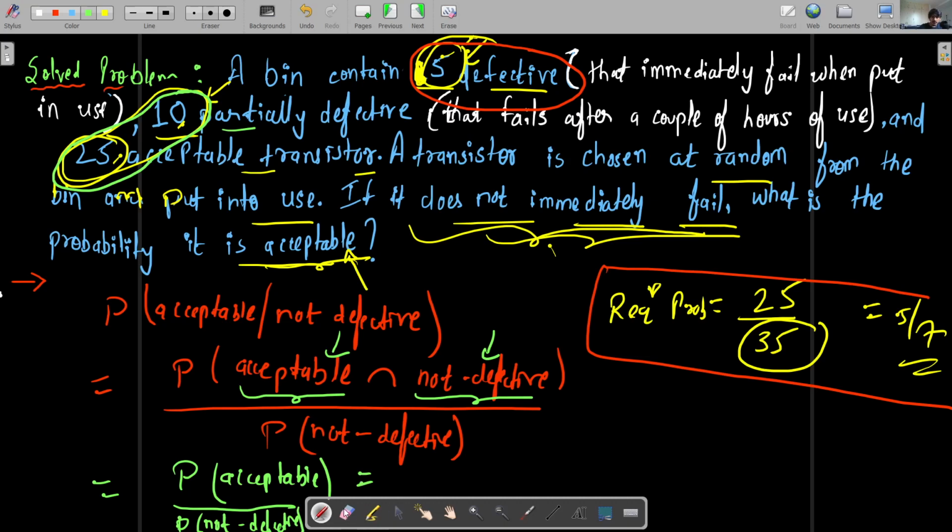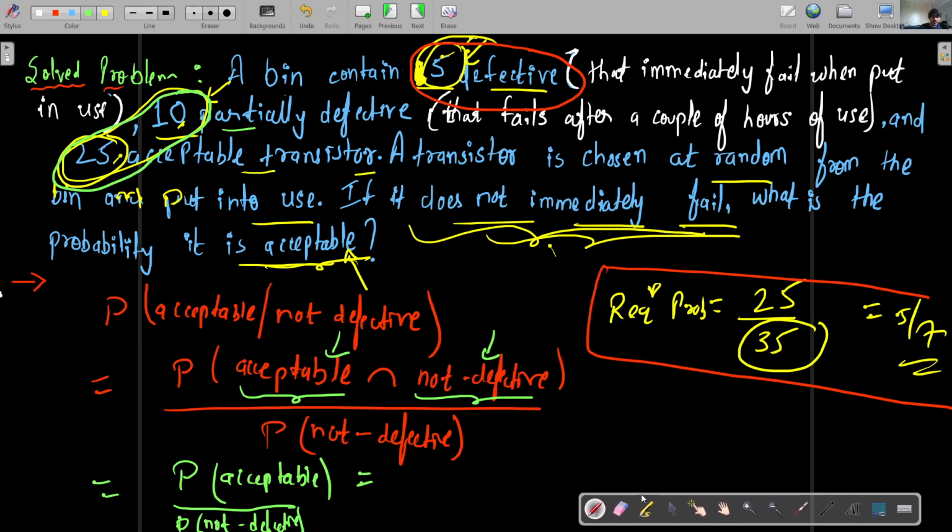So let me put this away for a while. I hope this point is clear: a transistor will be both acceptable as well as not defective only when it is acceptable, right? So we have to write the probability of acceptable, and that is really clear, 25 acceptables out of 40. Here it should be 40. This is really important, that we are not reducing our sample space like we did in the direct solution, where we used the reduced sample space of 35, right? So the numerator is clear now.